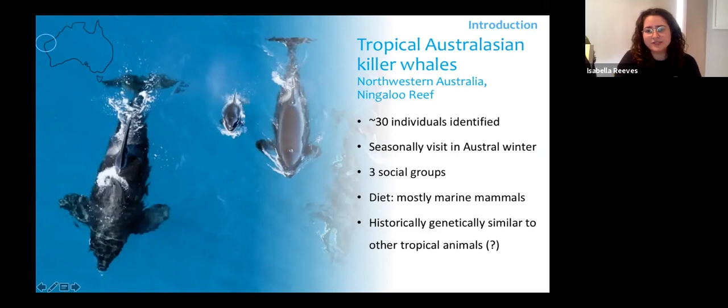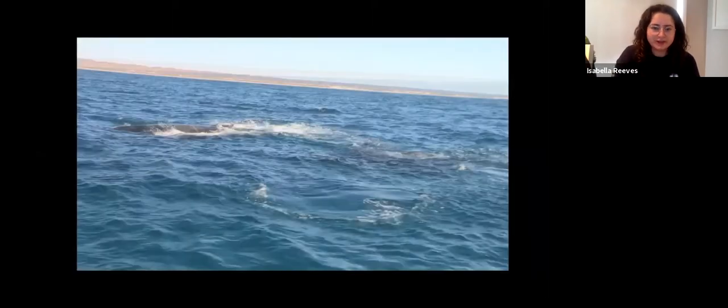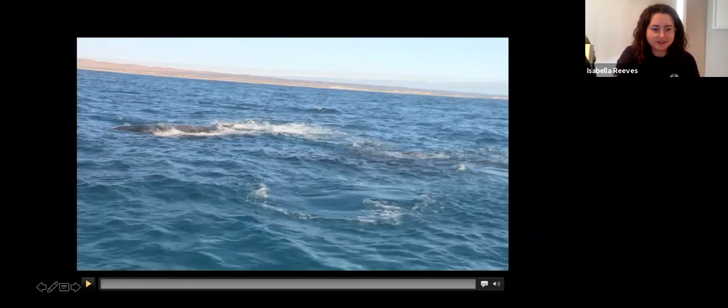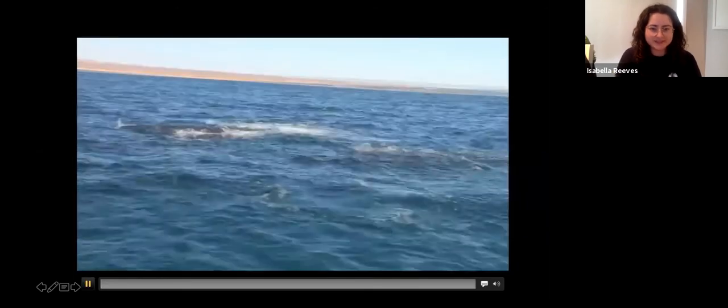There's also some recent whole genome evidence from a paper by Andrew Foote that was published in Molecular Ecology that suggested that perhaps these animals do have some sort of tropical ancestry. However, we obviously need to look at that in more detail, as it was only a single sample study as well.